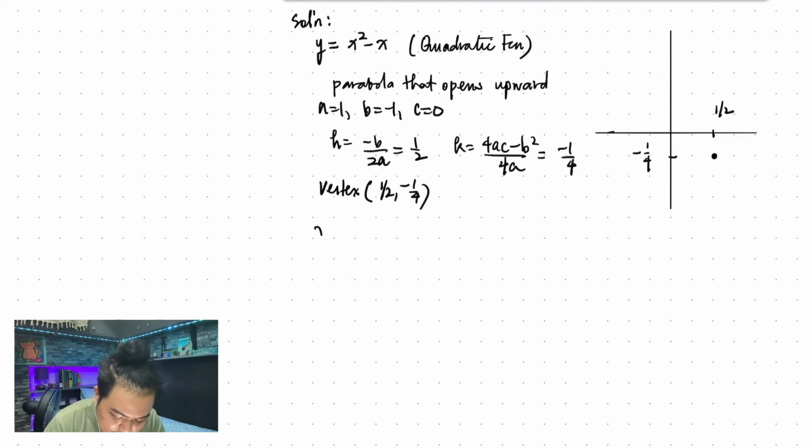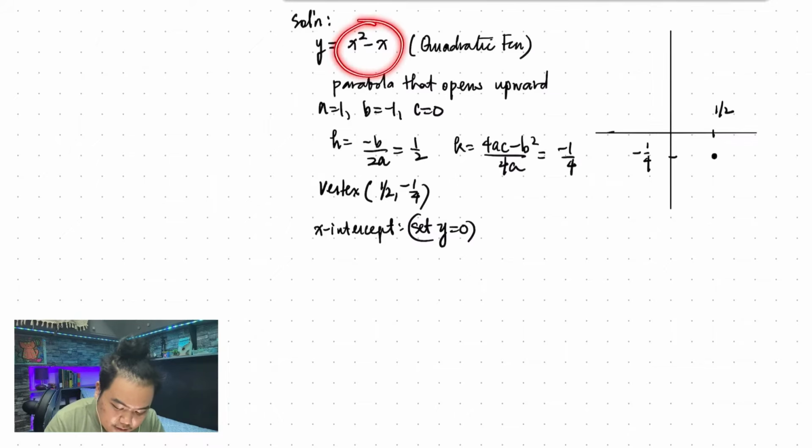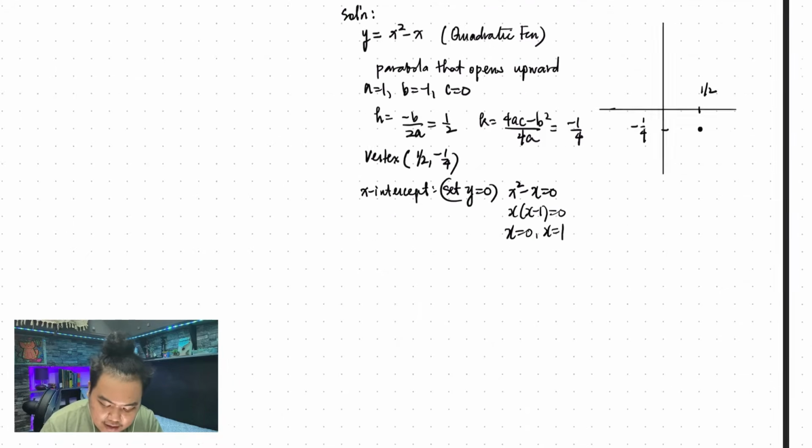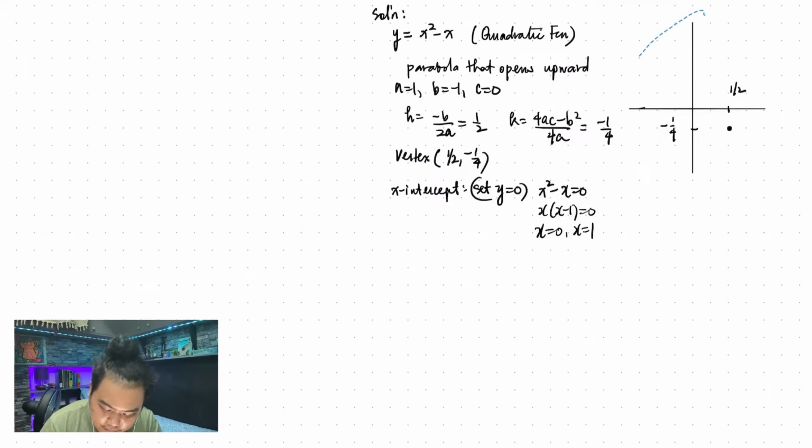So, what is the x-intercept? Of course, set y to 0. Anong lalabas dito? X squared minus x is 0. Factor, equate each factor to 0, makukuha mo 0 at saka 1. So, dadaan siya sa 0 at saka sa 1.